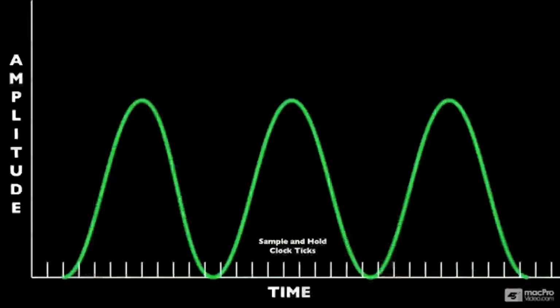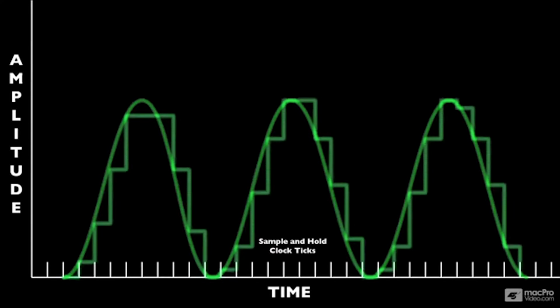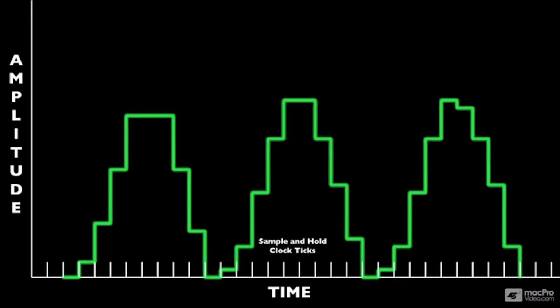So what's happening is that the sample and hold will, at a particular clock rate, which is set by the clock rate up here, and which can also be changed with other things, take a sample of the sine wave's amplitude, the sine wave's value at a particular time, and it's going to hold at that value until it gets the next clock tick.